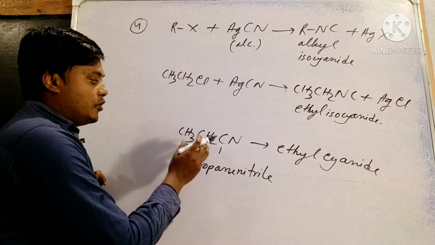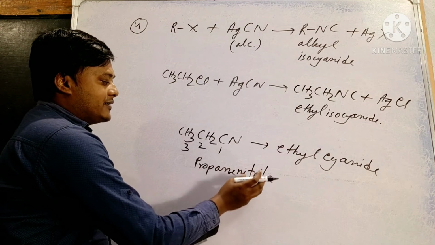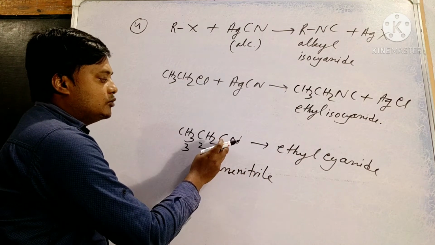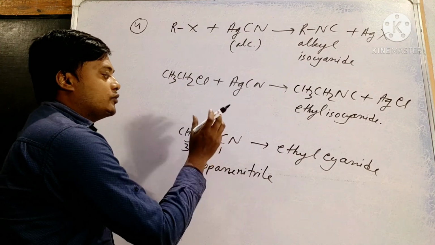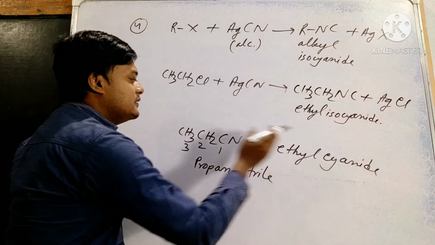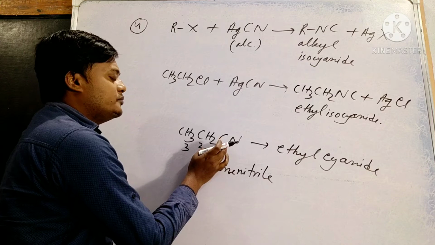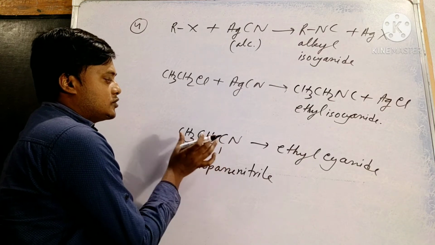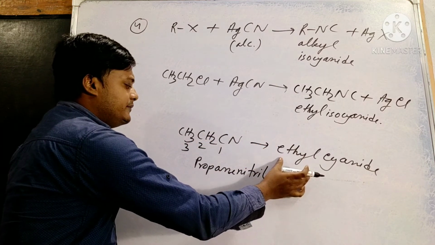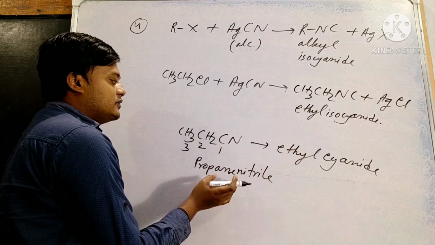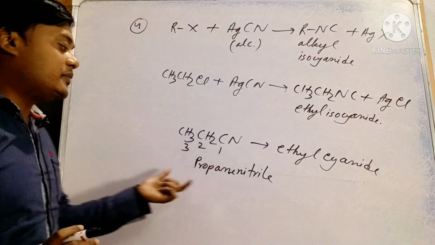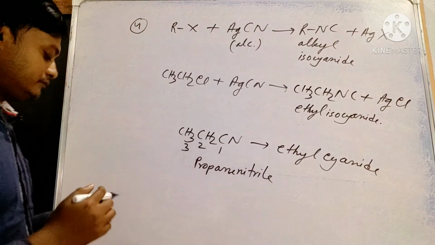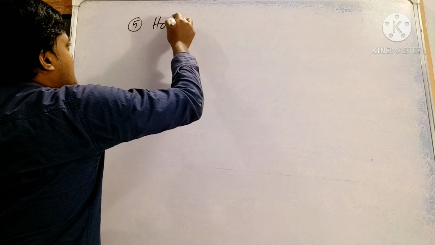Okay, when we write nitrile, then you have to count the carbon present in the cyanide group, and when we write cyanide, then we omit the carbon present in the cyanide group. So that one is ethyl cyanide, and when we count that carbon, that will be propane nitrile. Try to remember that method. Okay, Hofmann ammonolysis.